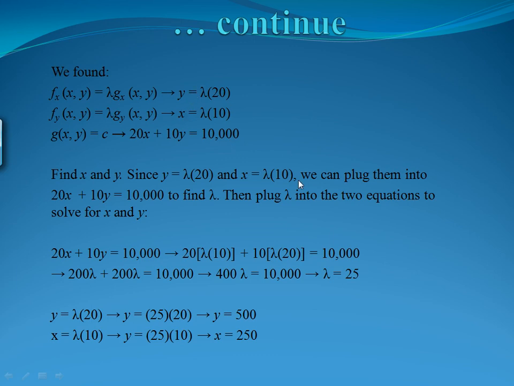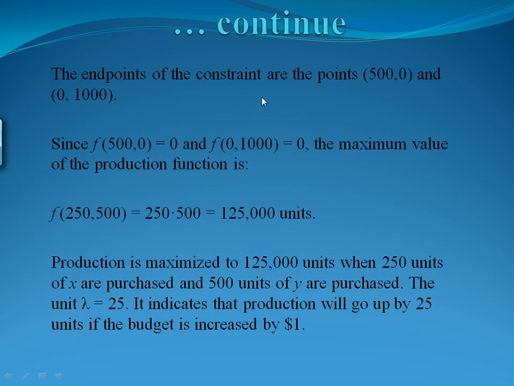So again, we just took our value of lambda and plugged it back into the original two equations. The endpoints of the constraint are going to be 0, 500 and 0, 1000. And since both those are going to be 0, the maximum value is going to occur at our optimized point of 250 for x, 500 for y. Plugging that into the production function, which was x times y, we get 250 times 500, so the optimal production is 125,000 units.